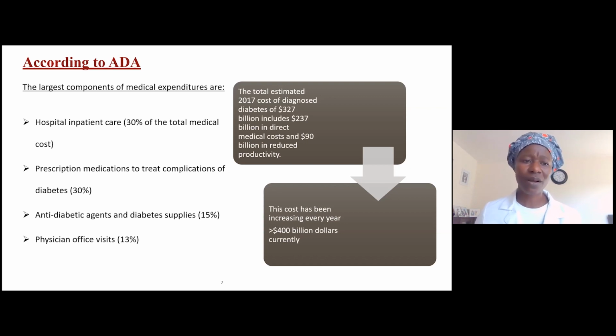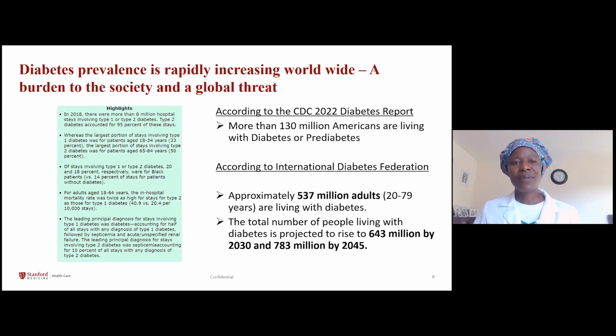Most of the hospital cost, 30% of total medical cost, is for hospital inpatient care. Prescription medications and complications treatment take up 30%. Anti-diabetic agents and diabetes supplies take up 15%, and physician office visits take up to 13% of all the cost of care. So diabetes prevalence is increasing rapidly in the society and is becoming a global threat.